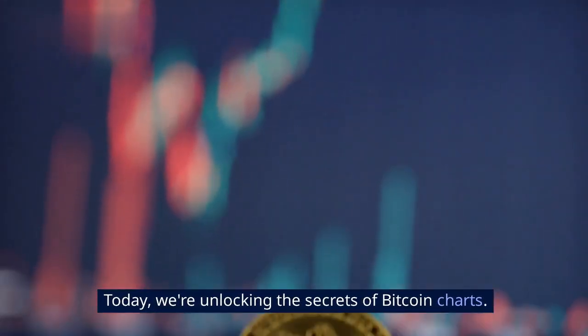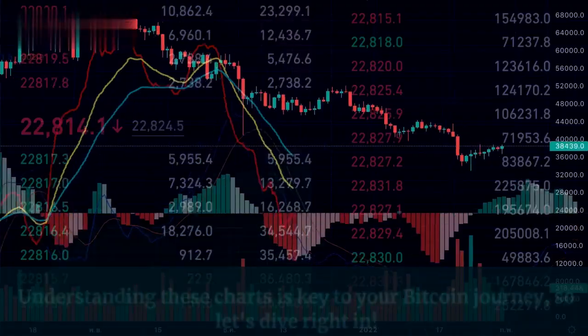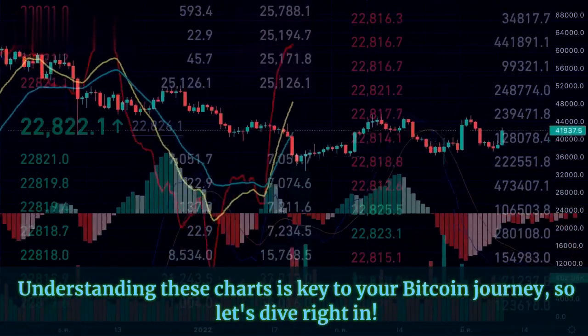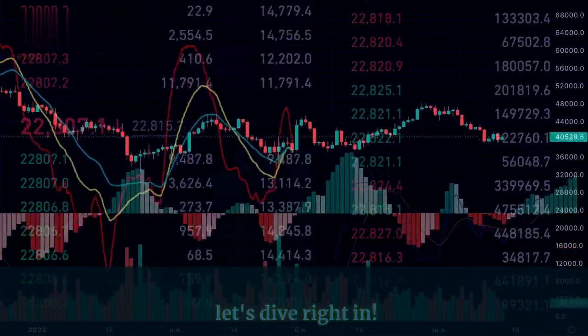Today, we're unlocking the secrets of Bitcoin charts. Understanding these charts is key to your Bitcoin journey, so let's dive right in.